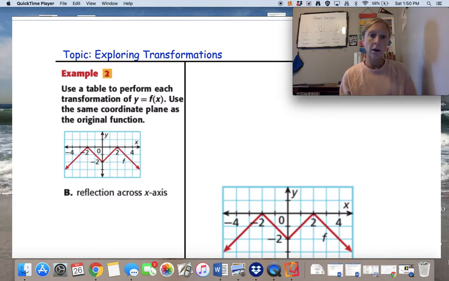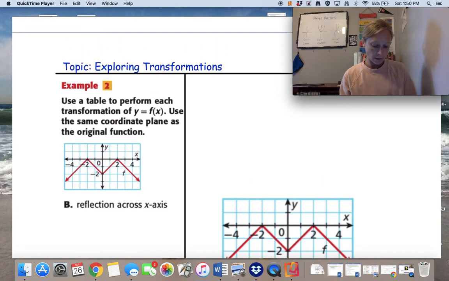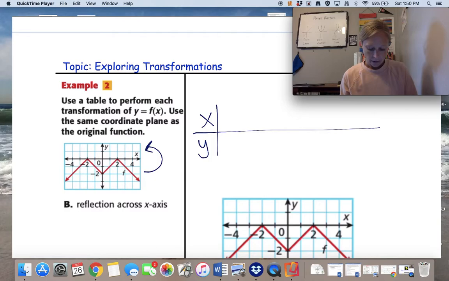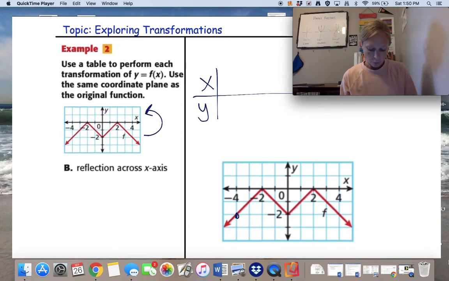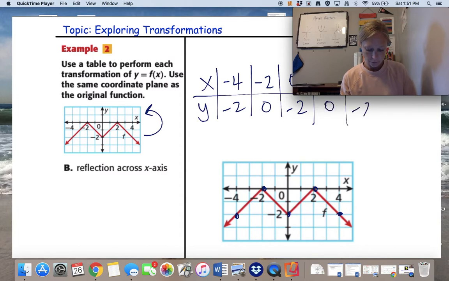So if we take a look at our picture here, we'll notice that it's going to flip up and over this x-axis. It's going to give us a W shape. So I need to use that same table of values to get myself started. So I have x and y. Remember, I have these 5 points that I've labeled, and I will use them in my table. So -4, -2, -2, 0, 0, -2, 2, 0, 4, -2.